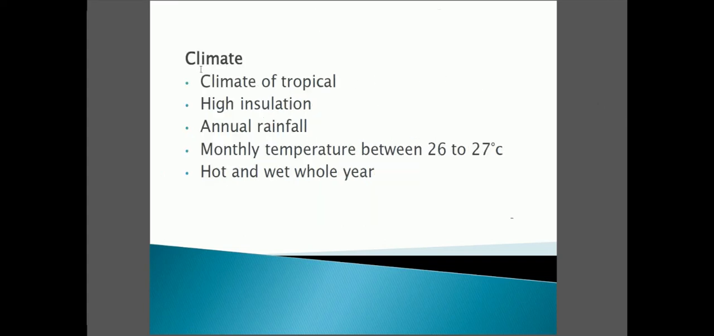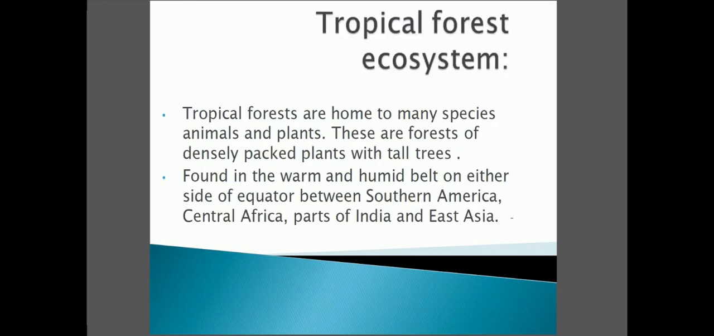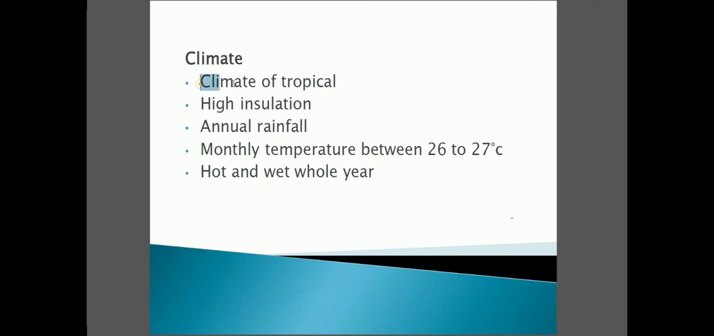If we characterize the climate of the tropical forest, the climate will be tropical. It has high insolation, and rainfall is greater. Monthly temperature is between 26 and 27 degrees. They are mostly hot and wet all year. We can characterize it as warm and humid.